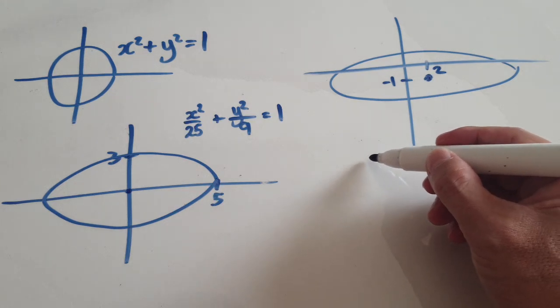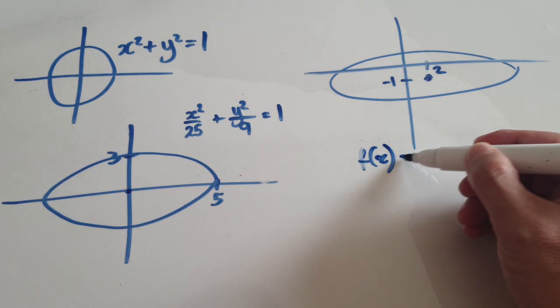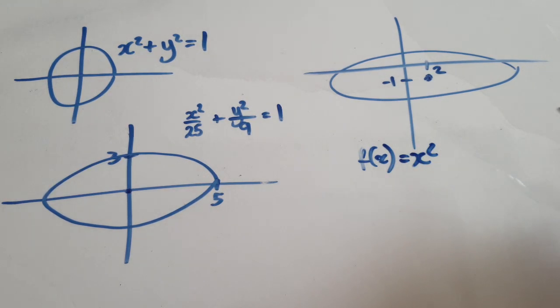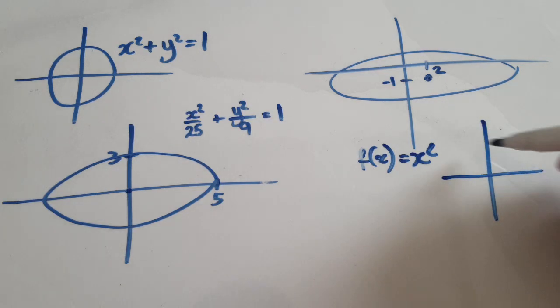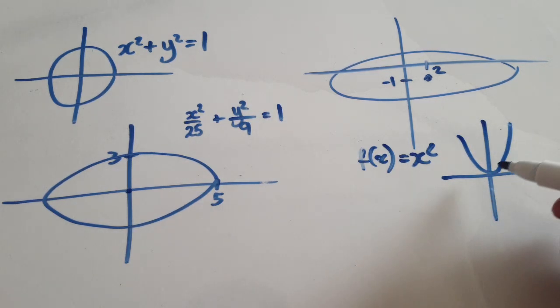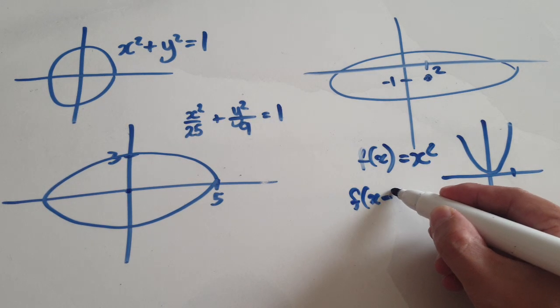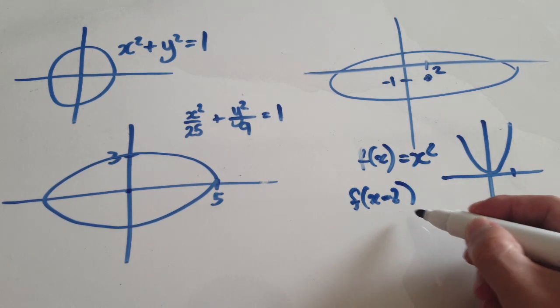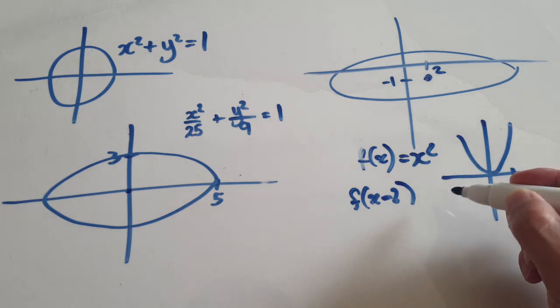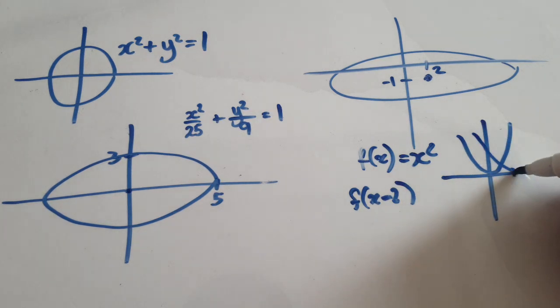If I were to give you f of x equals x squared, it will give you a graph looking like this. And then if you want to move it across by 2, you would apply this transformation, f of x minus 2, always in the opposite direction. So minus 2, you move it to the right.